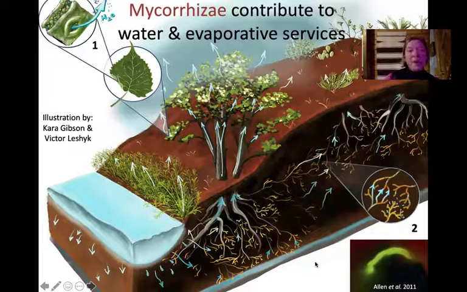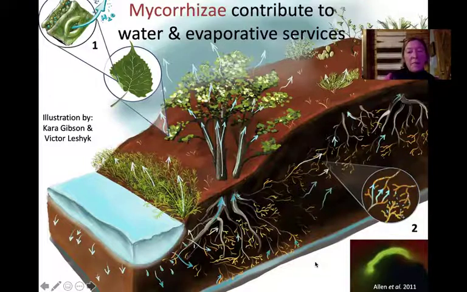So on the top left here, you can see an illustration just of the stomatal opening in a plant leaf. And we're just trying to illustrate the fact that mycorrhizal fungi actually help plants moderate their water use efficiency through a few different means, but particularly through modulating that stomatal opening and closing.